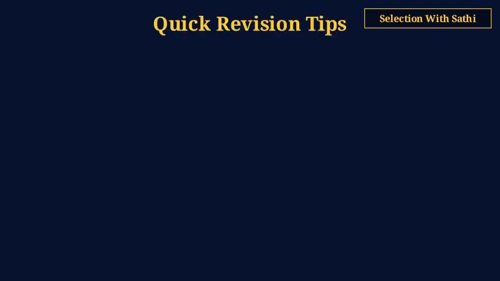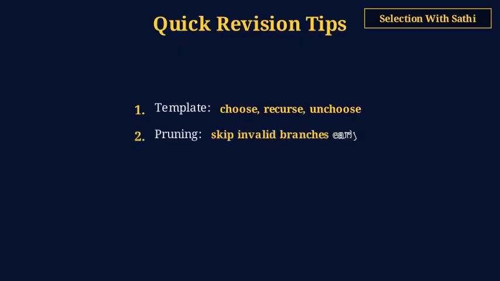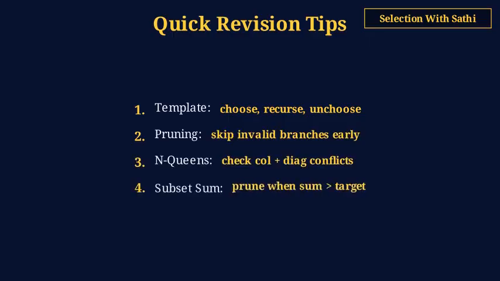Quick exam tips. First, always prune early. Check constraints before recursing, not after. This can reduce runtime from hours to milliseconds. Second, draw the recursion tree to understand backtracking. Each branch represents a choice, and leaves are either solutions or dead ends. Third, always define a clear base case and constraint check. The base case detects when a solution is complete, and the constraint check prevents invalid choices.